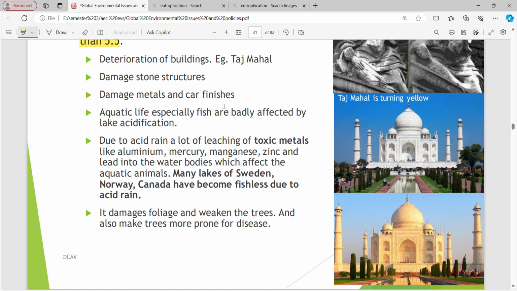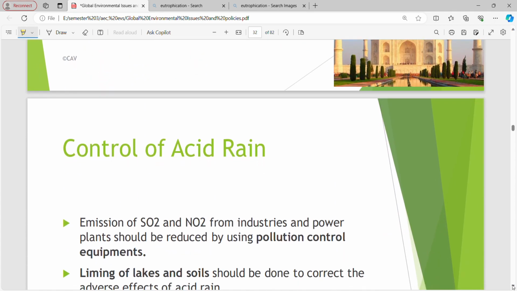Aquatic life, especially fish, is badly affected by lake acidification. Due to acid rain, there is a lot of leaching of toxic metals like aluminium, mercury, manganese, zinc and lead into the water bodies, which affects the aquatic animals. Many lakes of Sweden, Norway, Canada have become fishless due to acid rain. It damages foliage and weakens the trees, so they are more prone to diseases.